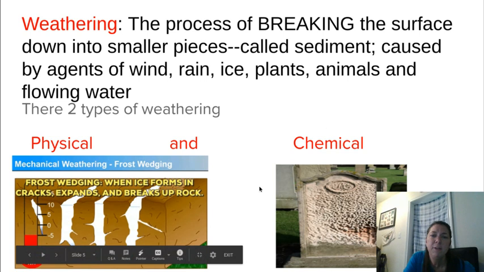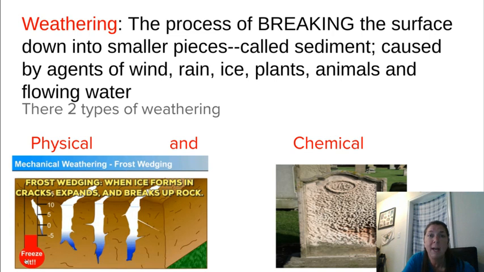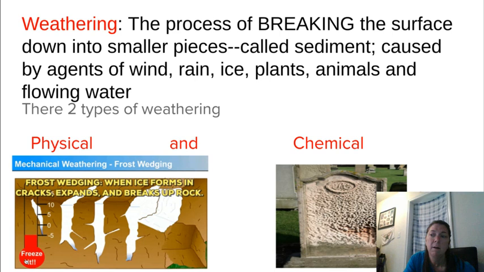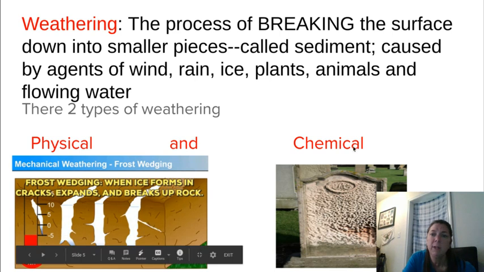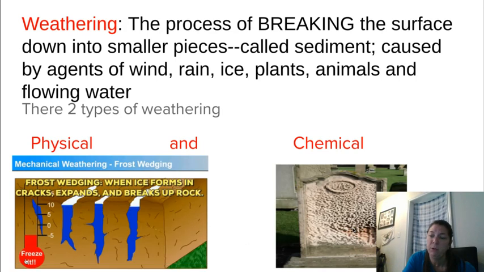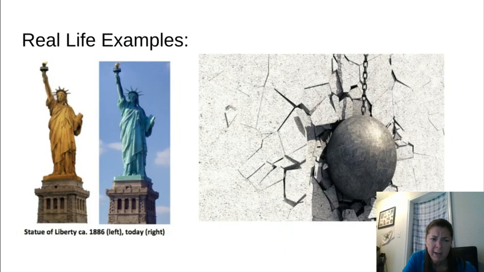The other kind of weathering is chemical weathering. And chemical, if you go back to 6th grade and think about what you learned about chemical reactions, means that it changes what the substance is altogether. So in chemical weathering, your rock is being broken down, but it's chemically being altered, so it's going to change what kind of rock it is. Okay, here are some real life examples.